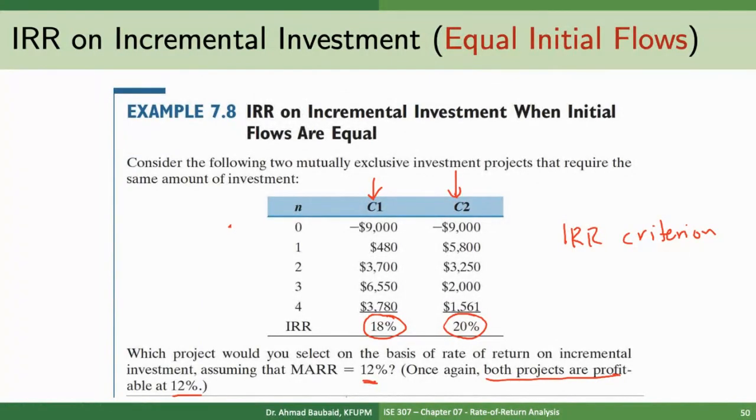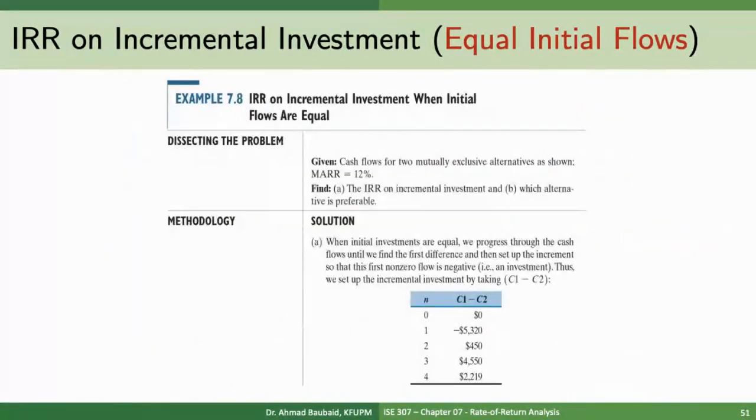So that's the first step. Second step, you look at time zero. Which one is the costlier investment? Well, they're both equal in this case, so what do I need to do? Let's look at what we need to do in that case. Notice what it says here. When the two initial investments are equal, we're going to progress through the cash flow until we find the first difference, and then set up the increment such that the first non-zero flow is negative.